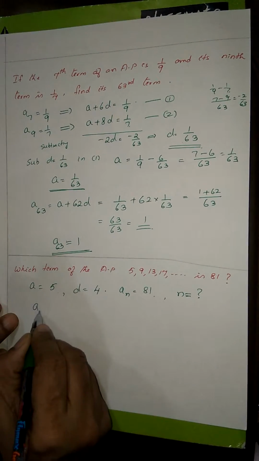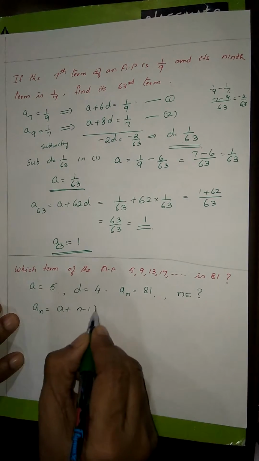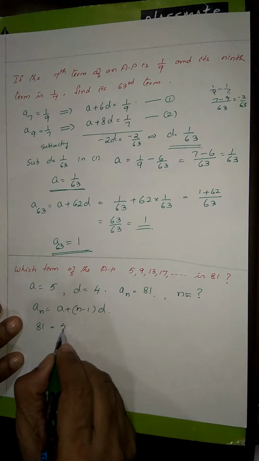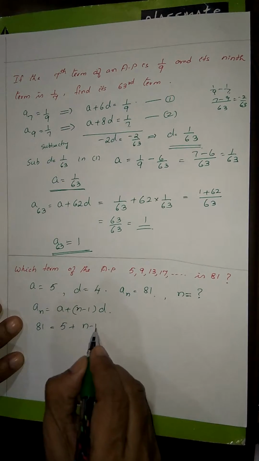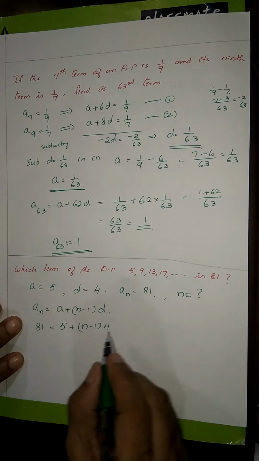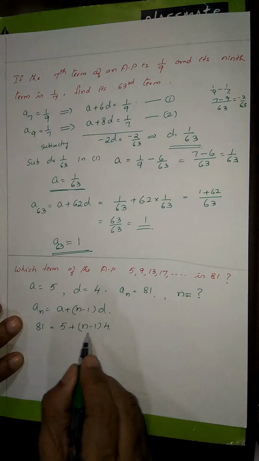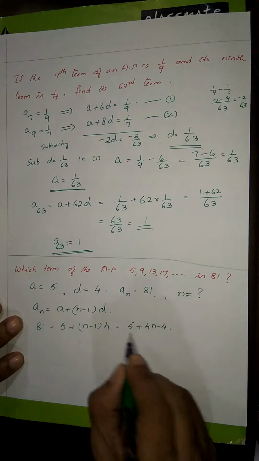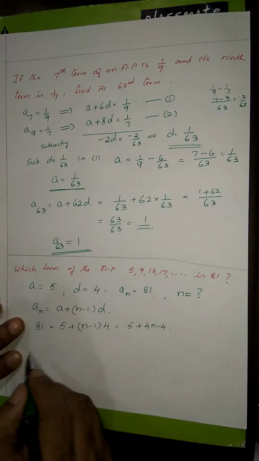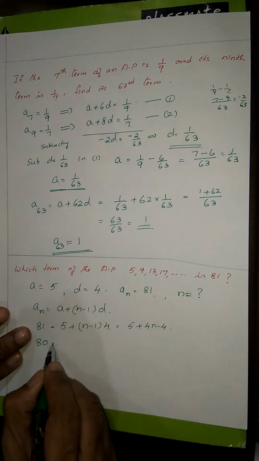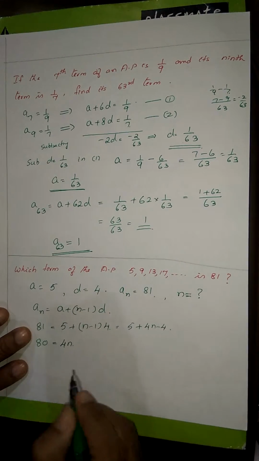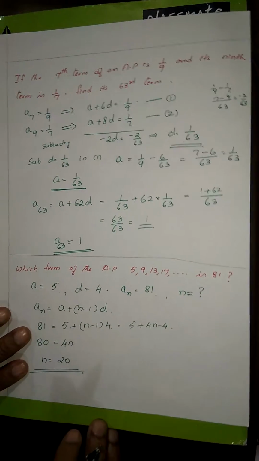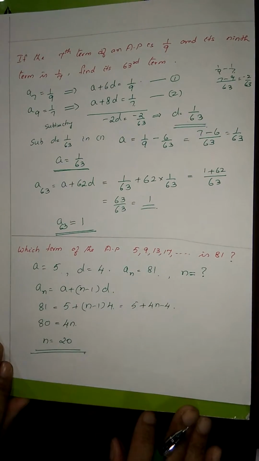So we write an is equal to a plus n minus 1 into d. So an is 81, which is equal to 5 plus n minus 1 into d, that is 4. So we get 81 is equal to 5 plus 4n minus 4. So 5 minus 4 is 1. So it becomes 80 is equal to 4n, from which n is equal to 80 by 4, that is 20. So the 20th term is 81.